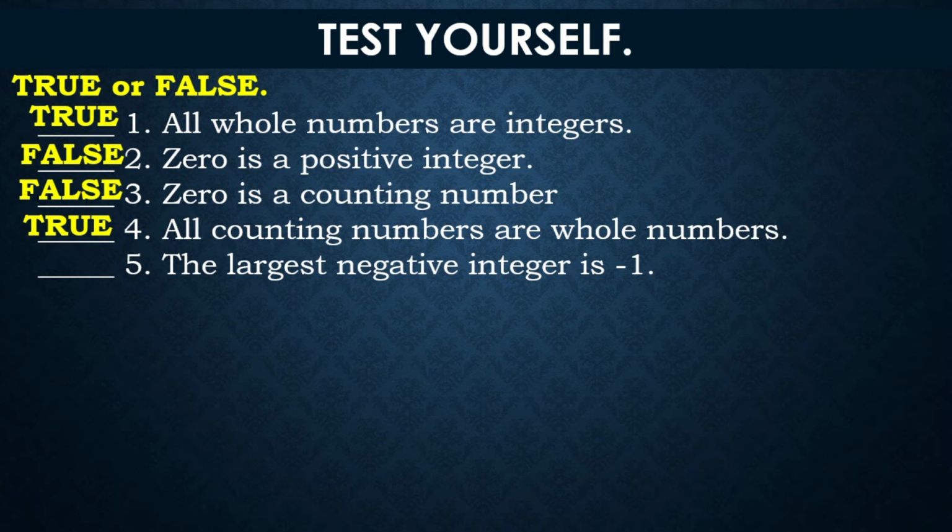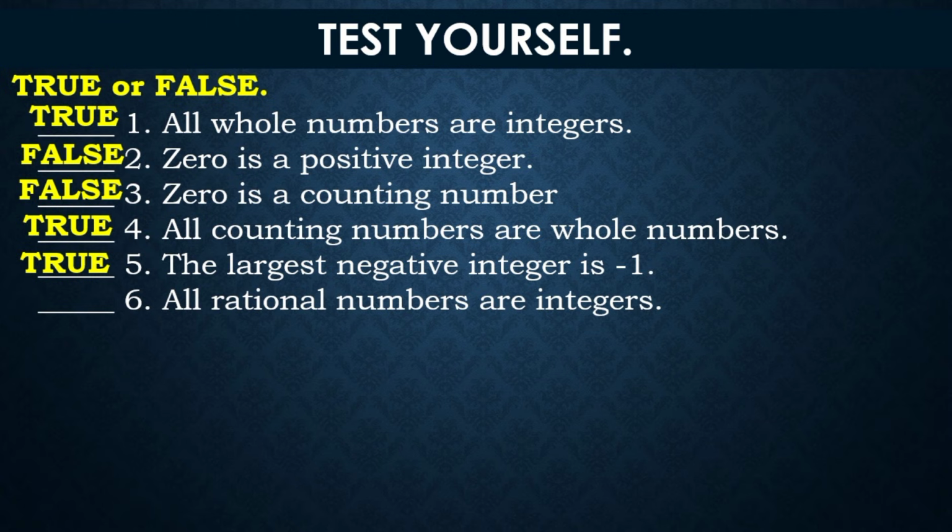Number 5, the largest negative integer is negative 1. That is true because kung titingnan natin, if we will be looking at the number line, the number on the right side is always bigger than the number on the left side. So, since yung negative 1 ang pinaka nasa kanan, so therefore, negative 1 is the largest negative integer.